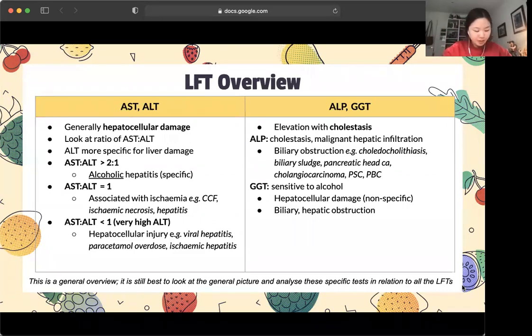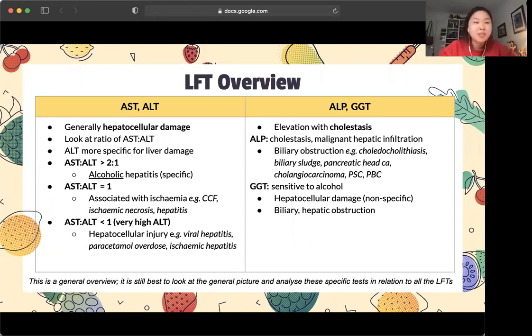Cool. So I have lost my spot in my notes, so we're just going to go off this. Great. So we've got AST, ALT, or transaminases. That is basically hepatocellular damage. What we're doing is looking at the ratio of AST to ALT. Just know that ALT is more specific for liver damage.